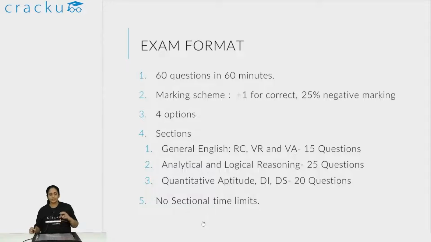That's the only thing. Over here, remember, the question paper is much simpler, but you have to have a lot of speed. So if you're somebody who is naturally a fast solver, this would be to your advantage. There are 4 options, and you have to mark the correct one. There's +1 for the correct answer, minus 0.25 for the incorrect answer. I'll tell you the split between the 60 questions.